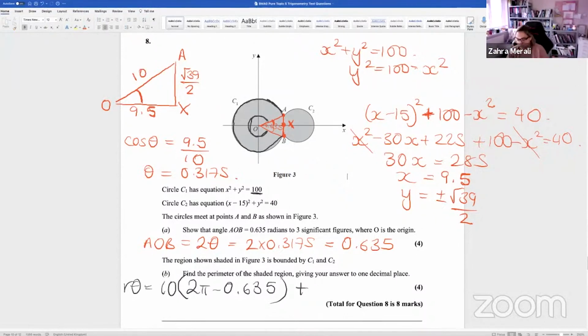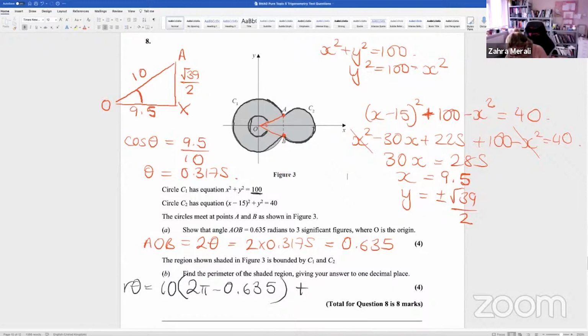Plus, we want to find out this bit here. But in order to do that, we've got to find out what the angle is for that bit over there. So first of all, we're going to have to find that angle. So if I erase all this so it's easy for you to see what I'm trying to show you.